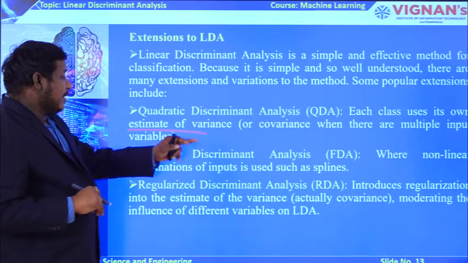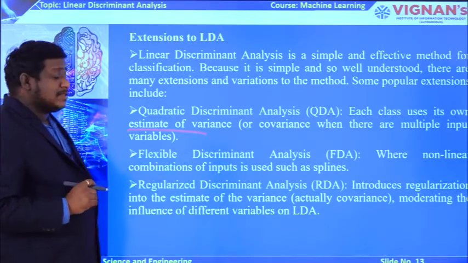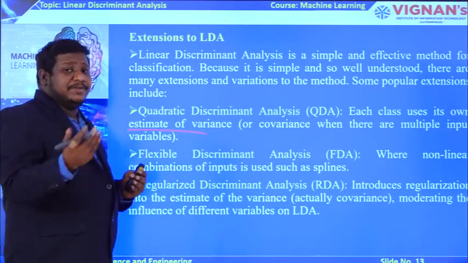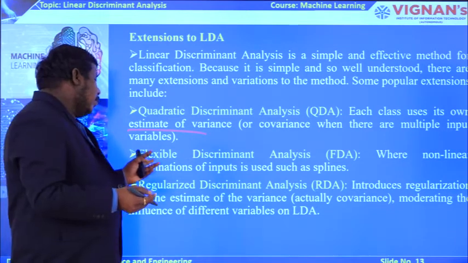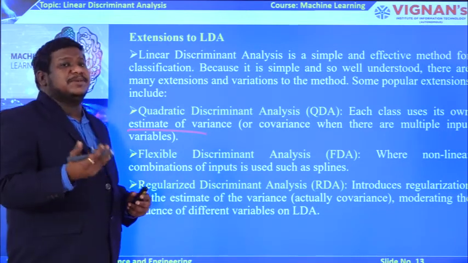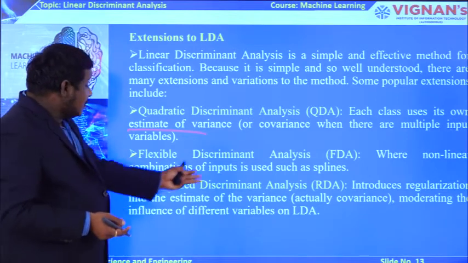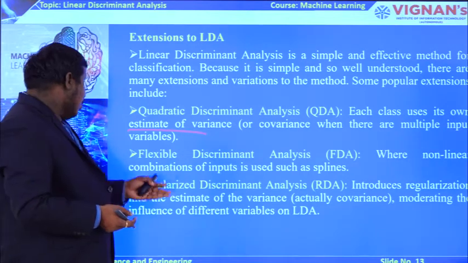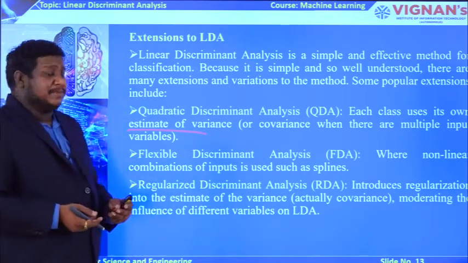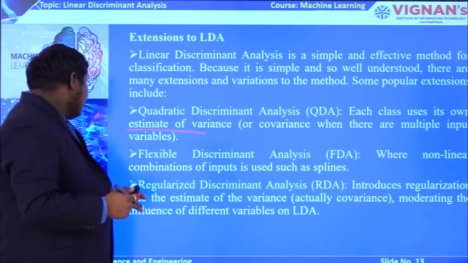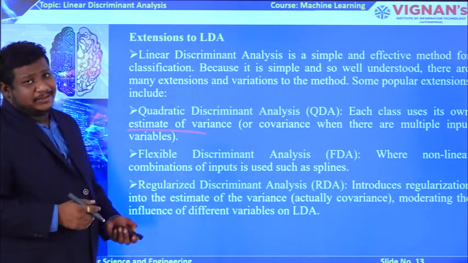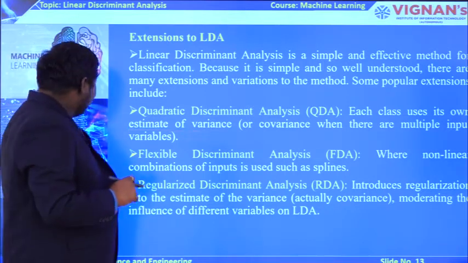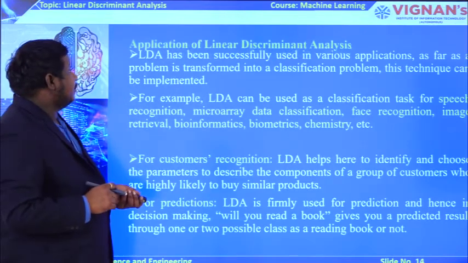Flexible discriminant analysis is where a non-linear combination of inputs is used, such as splines. I told you LDA uses a linear combination of data. So if the data is non-linear, we are going to use FDA, that is the flexible discriminant analysis model. Whereas regularized discriminant analysis introduces regularization into the estimate of the variance, moderating the influence of different variables on LDA. That means controlling the estimates of the variance, such that the data is in a standardized form, which will be easy for us to implement the LDA model on.